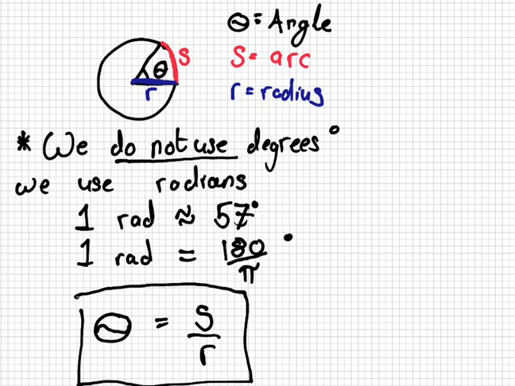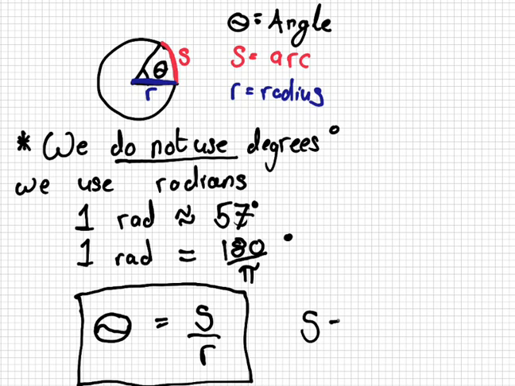PV equals nRT works with Celsius if we use the right units, but you're going to a lot of trouble then. You have to change the unit. Is theta a unit for angle? No, that's a Greek letter, theta. It just stands for angle. It's not a unit, but it's the letter for angle.